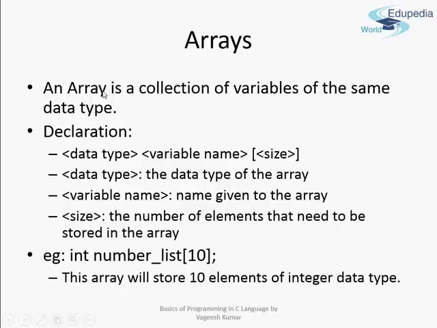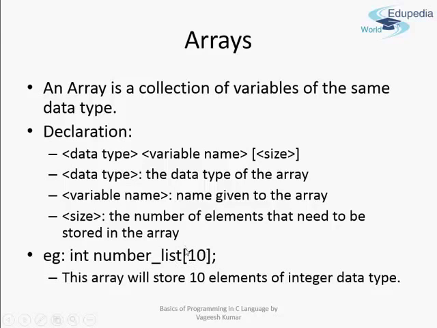So we know that an array is a collection of variables of the same type. Here is the data type, this is the name of the variable, and this is the number of elements in that array. So this would look like this: int, that is the data type, then numlist, which is the name of the variable, and within square brackets we have passed the number of elements, or the array size. This is 10.